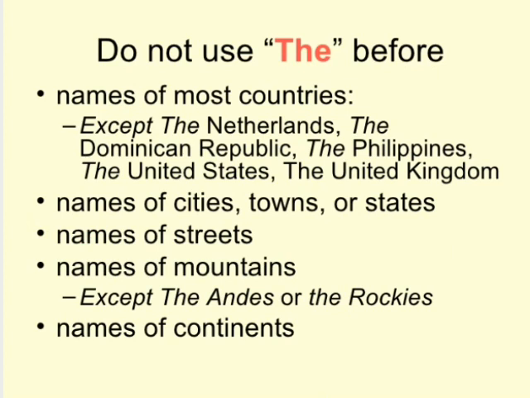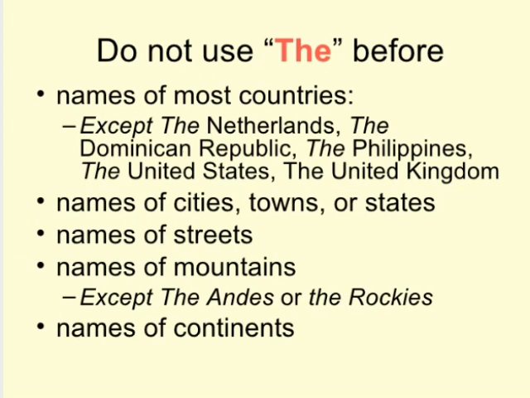But we don't use the before names of cities, towns, or states. For example, we don't say the New York, we say New York City. We say Panama City. Okay? It also depends on the context in which we are using the name of the city or the town or the state. Names of streets don't take the before them.